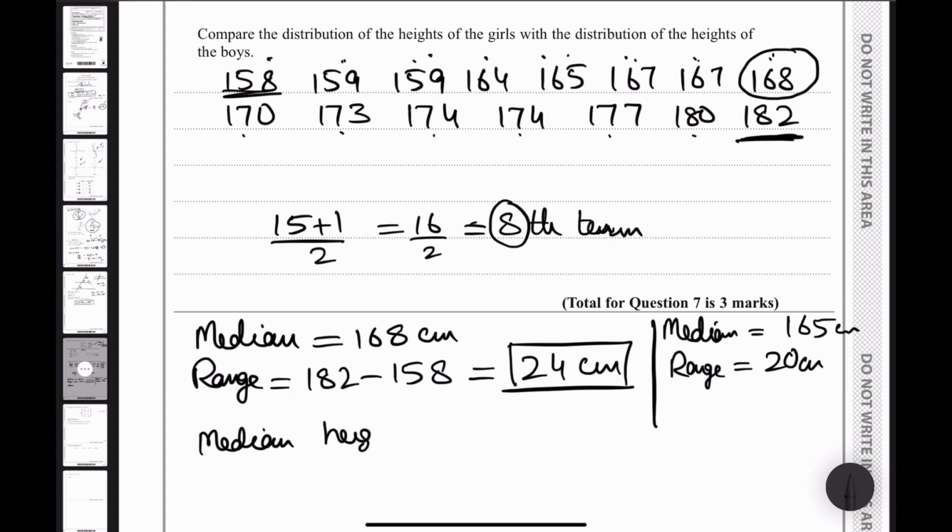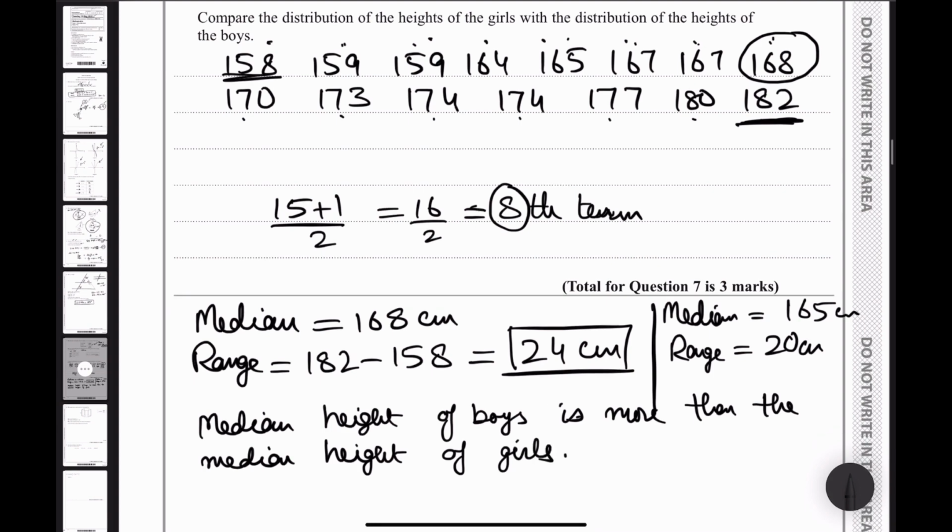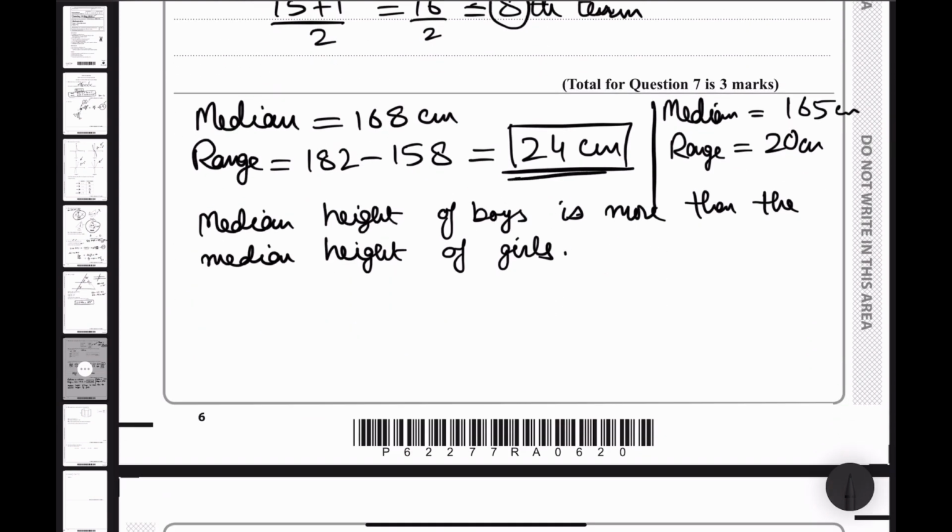Median height of the boys is more than the median height of the girls. And the range of heights of boys is more than the girls.